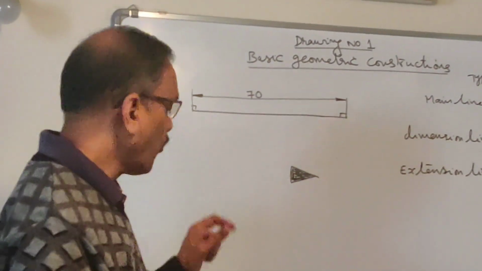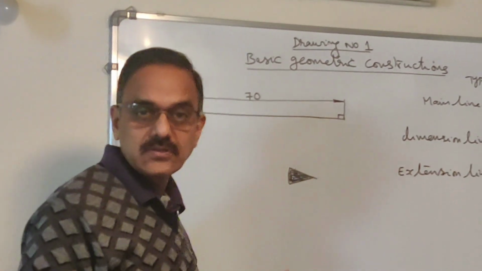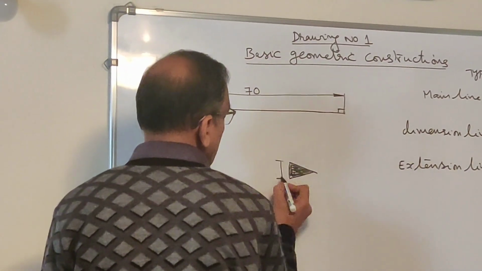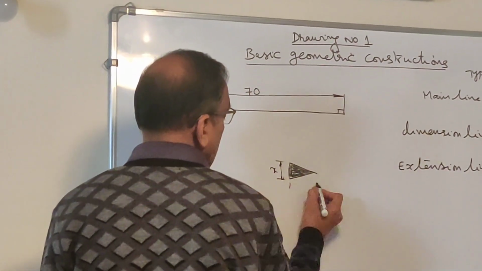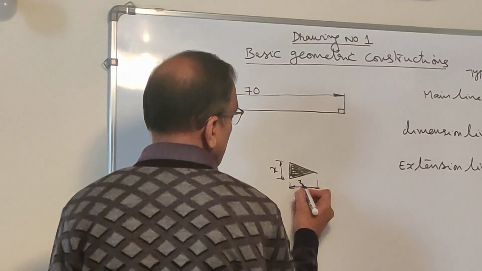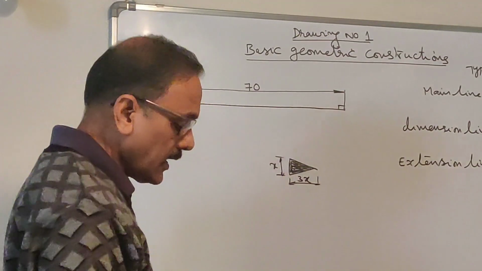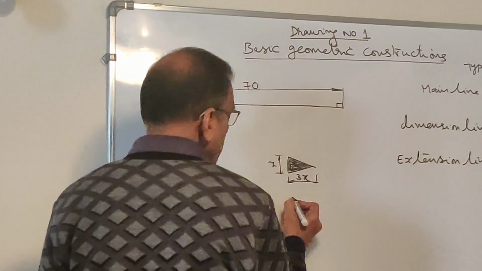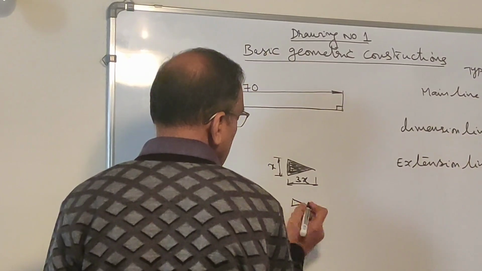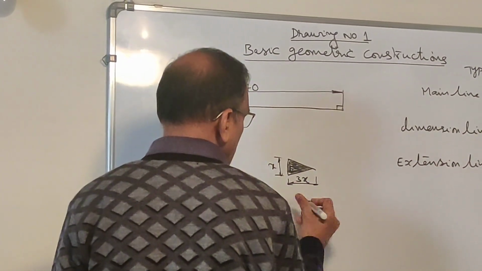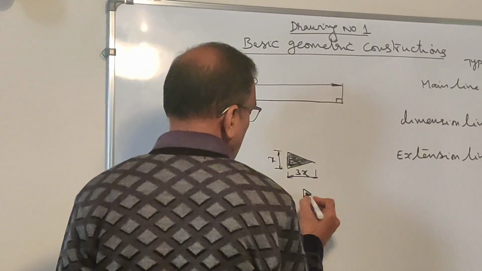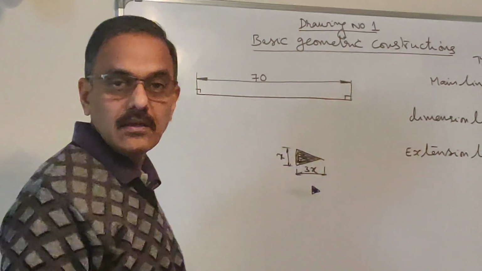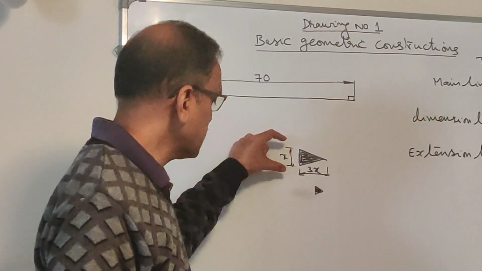Now, what should be the proportions for making this arrowhead? If this width is x, the length has to be 3x. So these are the proportions of an arrowhead. What I mean to say is, you shouldn't make them equal. The length and width should not be made equal like this. It should not be made. The length has to be more always, at least 3 times this.